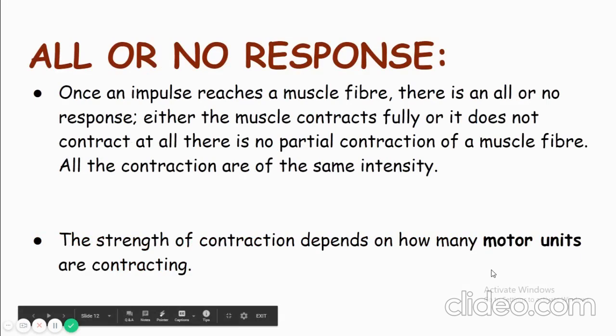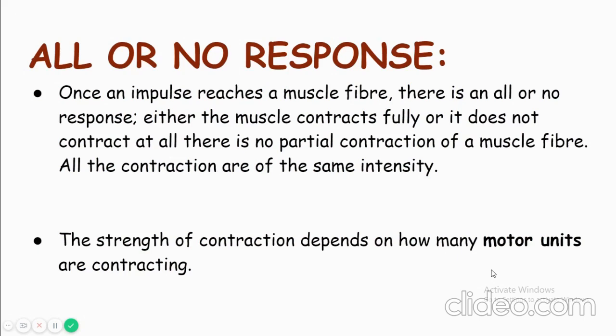Now let's talk about the all or no response. What is meant by the all or no response? Once an impulse reaches the skeletal muscle fiber, there is an all or no response. That means either the muscle contracts fully and completely, or it does not contract at all. There is no in between. There is no partial contraction. Either the contraction happens or it does not. All the contractions are of the same intensity.